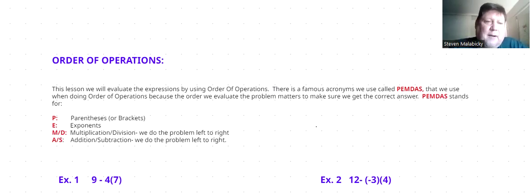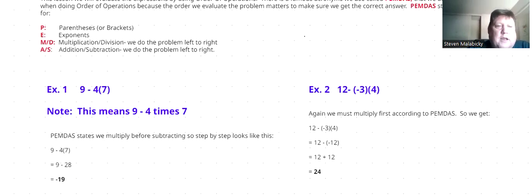This means 9 minus 4 times 7. PEMDAS states that we're going to multiply before we subtract. Now, you might think, wait a second, we're supposed to do parentheses before we multiply. There's no parentheses here. When we say parentheses, that means there's something to do inside the parentheses. You haven't got the answer inside the parentheses yet. I'll just show you real quickly what I mean by that.